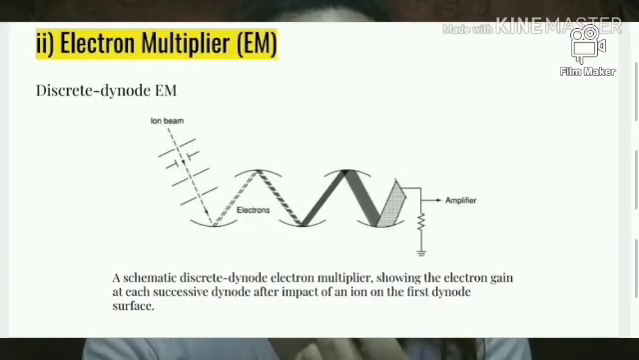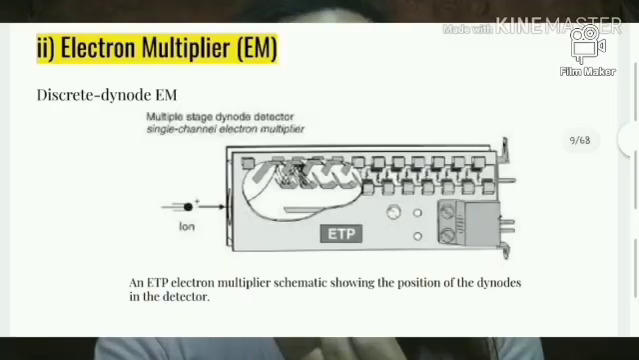Here I inserted a diagram. This is a schematic discrete diode electron multiplier showing the electron gain at each successive diode after impact of an ion on the first diode surface. The electron cascading process results in a gain of up to 10 to the power of 8 being achieved with approximately 21 diodes. I also inserted an ETP electron multiplier schematic that shows the position of the diodes in the detector.